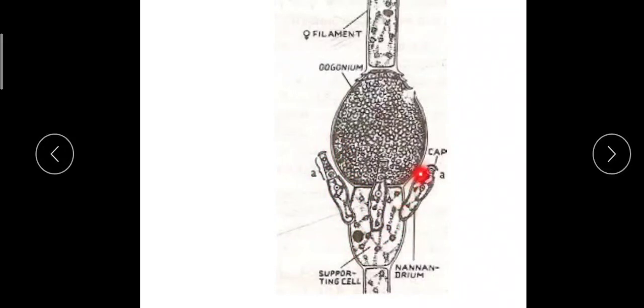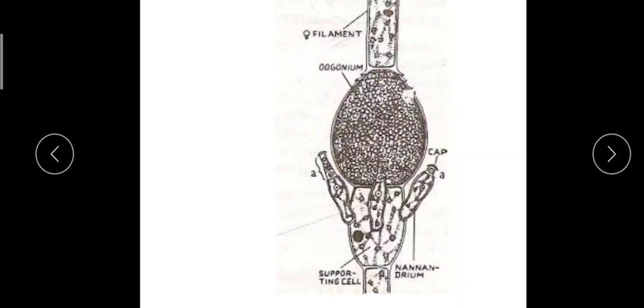You can see the nanandrium has a basal cell which resembles a holdfast, and at the terminal portion it has one or two small cells, and those small cells will act as antheridial mother cells, and those antheridial mother cells will divide to form anthrozooids. Thus anthrozooids are formed on this nanandrium or dwarf filament, and after maturing or metamorphosis they are liberated out and come to fuse with this oogonium. In this way zygotes are formed.